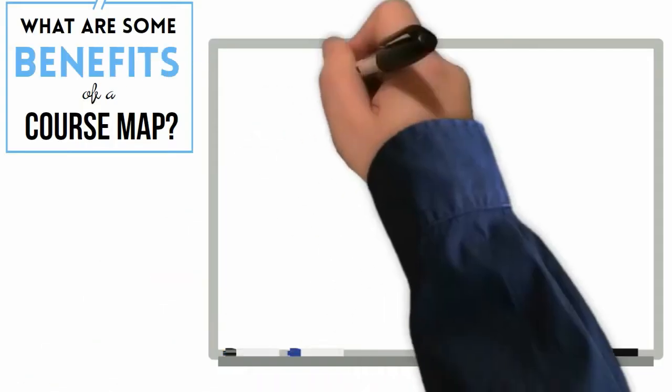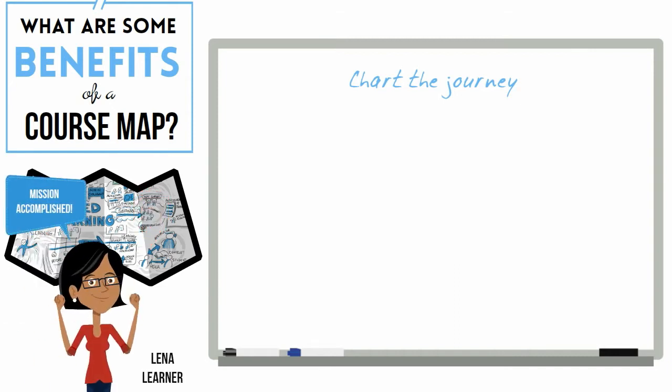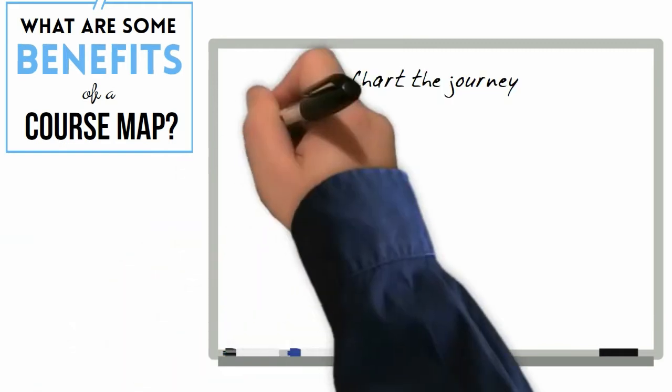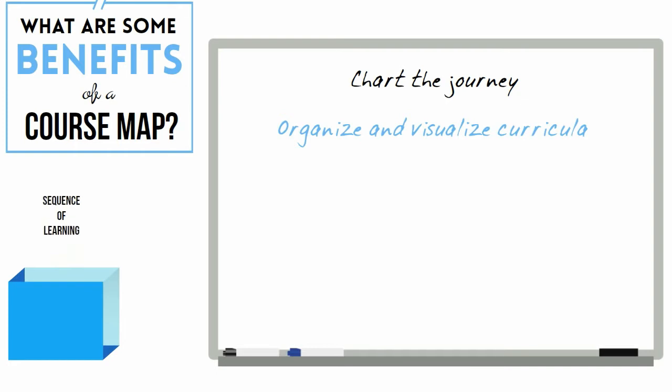Course maps chart the journey for learners, helping them get started, find and stay focused on their learning pathway, and determine what it'll take to complete the journey. Course maps organize and visualize the curricula so that both learners and stakeholders can understand the relationships between knowledge and skill activities, sequence of learning, assessments, and learning outcomes.